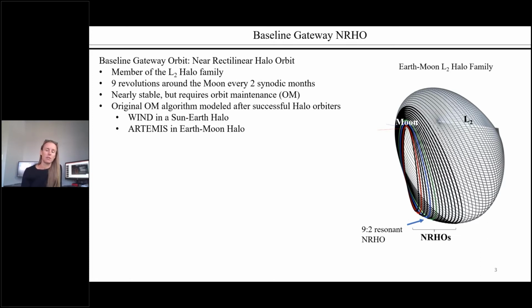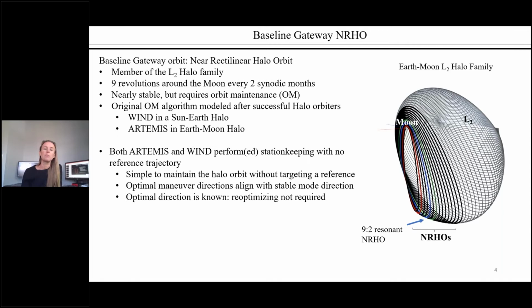For example, it's taken from a similar algorithm used for the WIND spacecraft and the Artemis THEMIS mission. Now, both Artemis and WIND, and by Artemis, I'm talking about the Artemis THEMIS end-of-life mission for the THEMIS spacecraft, not the Artemis program going to the Moon. So the Artemis and WIND halo orbiters perform station keeping without using any reference trajectory at all.